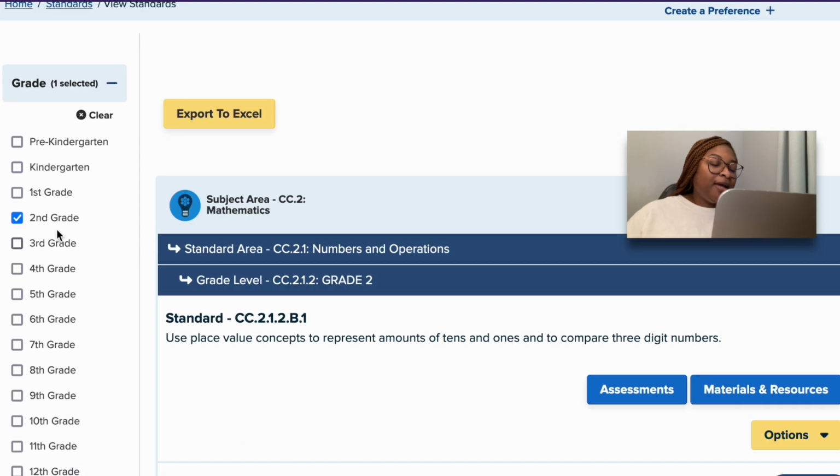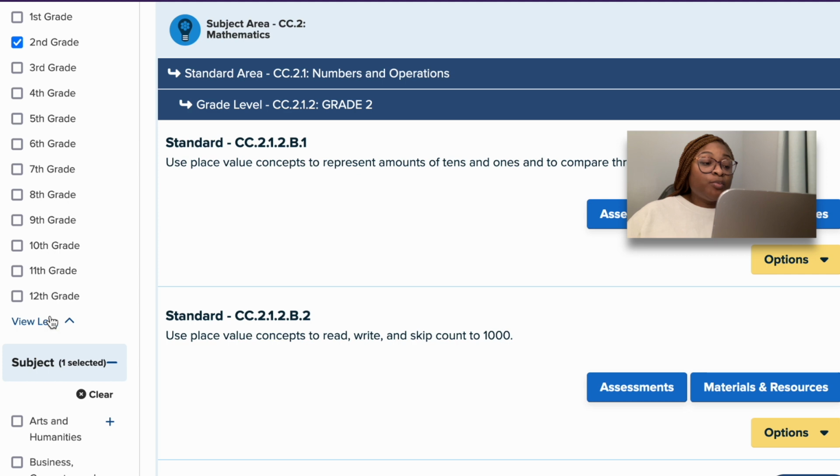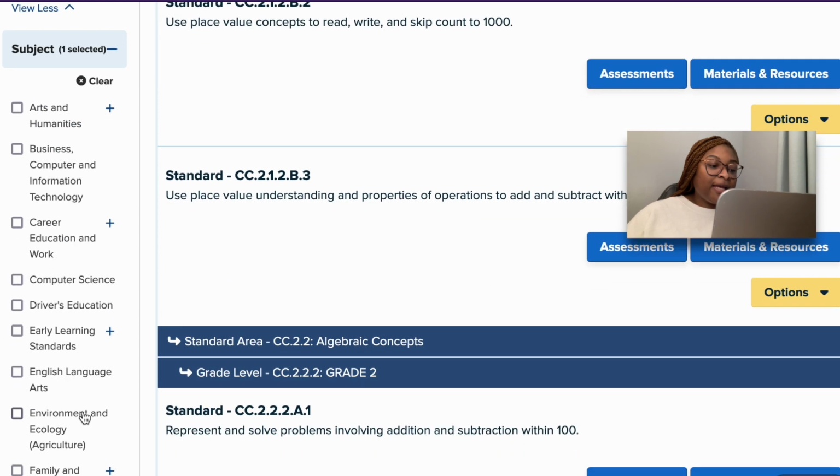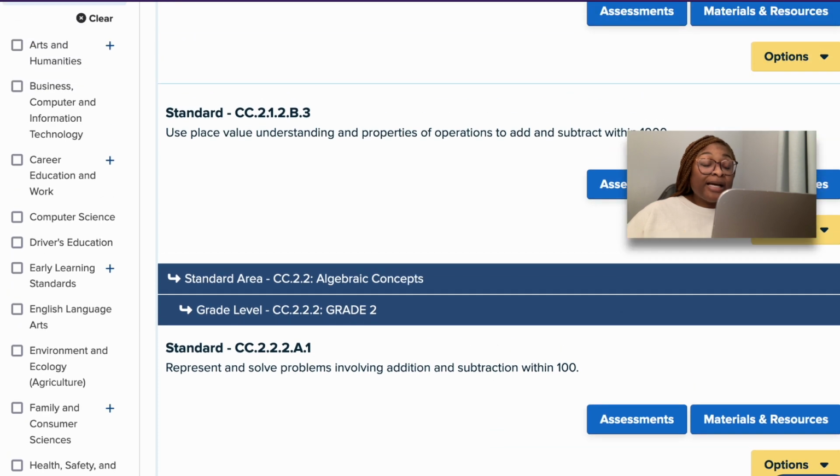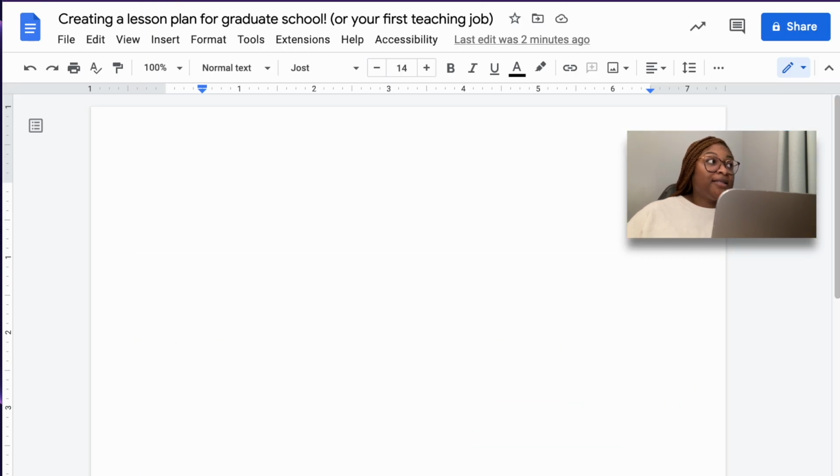So for me, I'm just going to go with what I am doing right now, which is second grade, and it has pulled up all of my second grade, and I've highlighted math. So it's going to pull up all of my second grade Common Cores for mathematics.